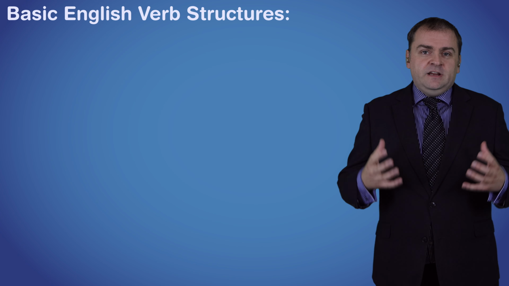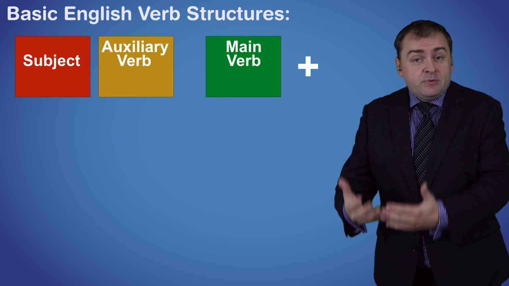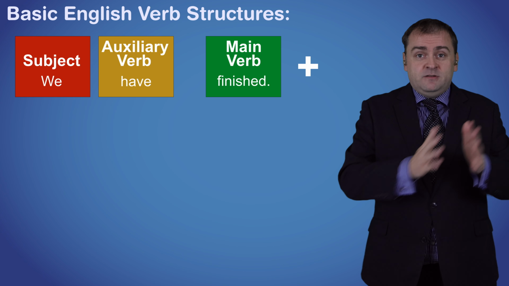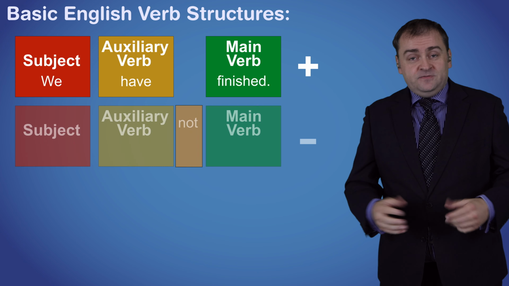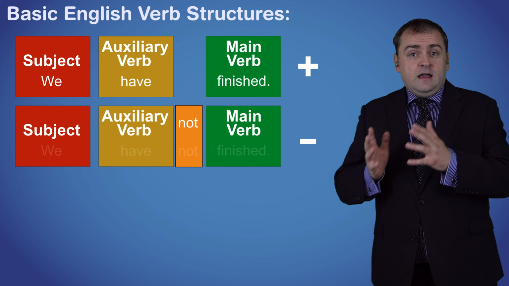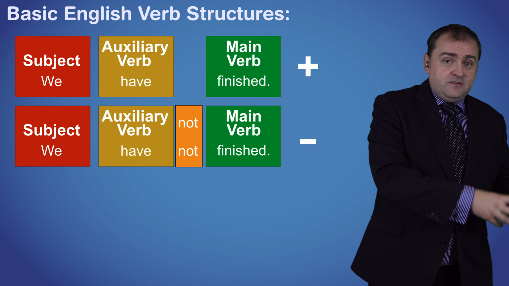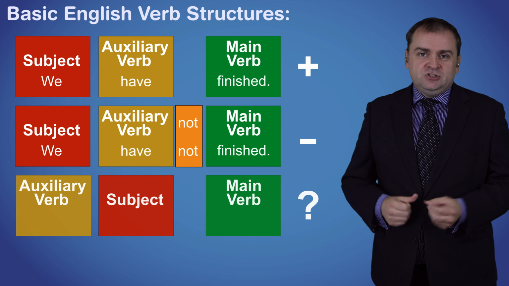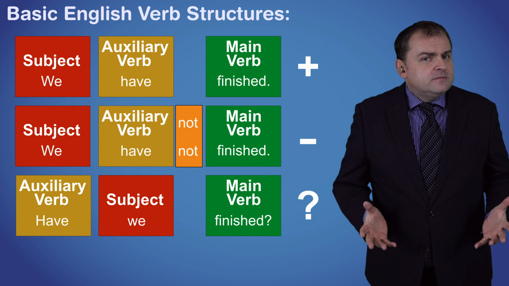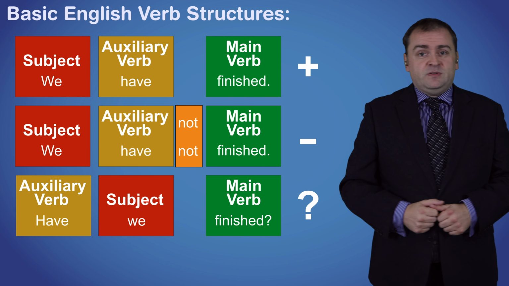So here are the three structures for verb use in English. Positive, saying that something does happen. We have finished. Subject, auxiliary verb, main verb. Negative, saying that something doesn't happen. We have not finished. Subject, auxiliary verb, not, then main verb. And then questions, asking whether something happens. Have we finished? And that's auxiliary verb first, subject, and then main verb.